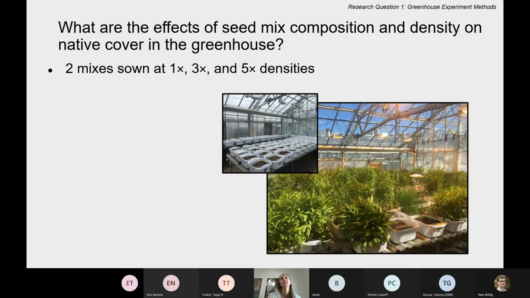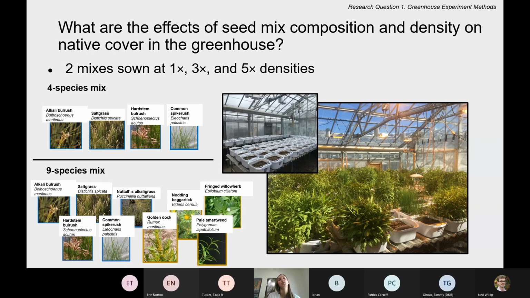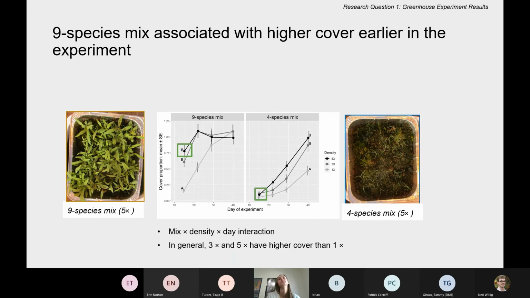The first thing we looked at was 2 different mixes sown in 3 different densities in the greenhouse. So our 2 different mixes, one was a 4-species mix, which is representative of maybe a more typical sowing approach. And then we also tested this experimental 9-species mix. So it's those perennial graminoids plus some of those forbs. And some results for everyone.